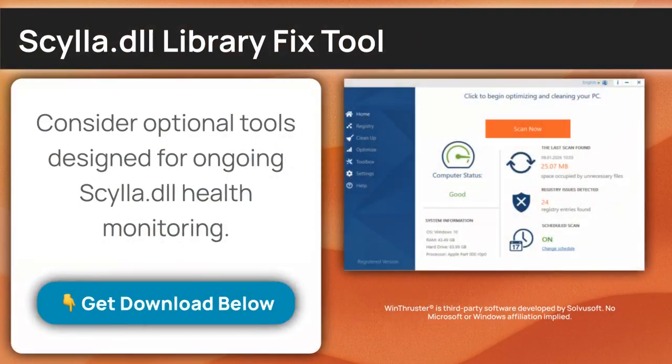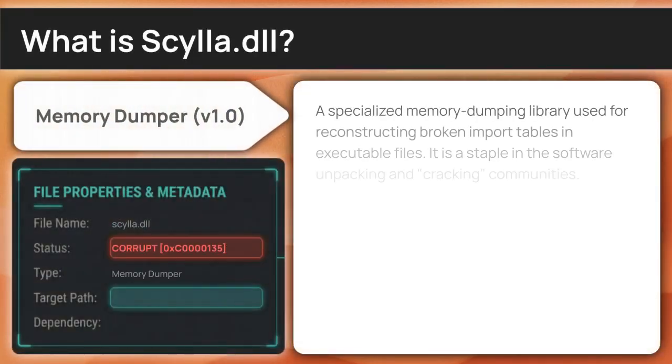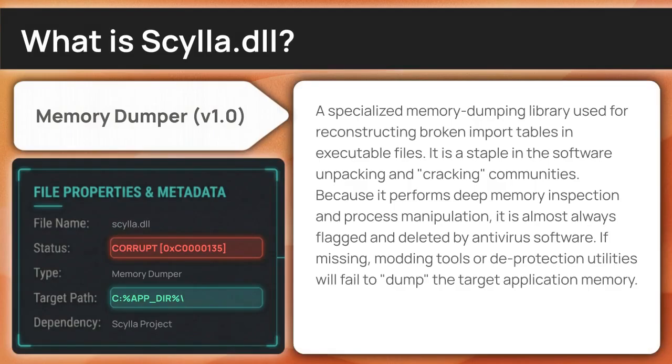environment stability. This is the Scylla Debugger module, a specialized memory dumping library used for reconstructing broken import tables and executable files. It is a staple in the software unpacking and cracking communities. Because it performs deep memory inspection and process manipulation, it is almost always flagged and deleted by antivirus software. If missing, modding tools or deprotection utilities will fail to dump the target application memory.